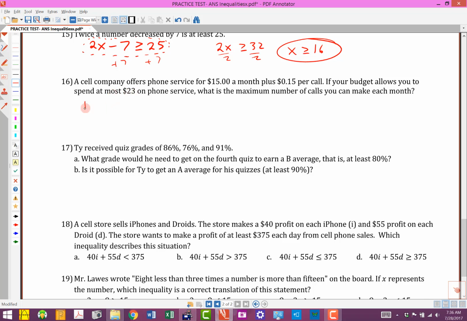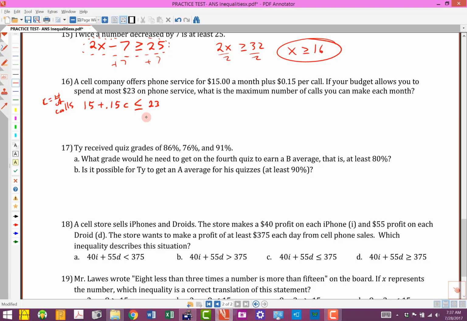Okay, so we're going to pay $15 just to have the phone. Then we're going to pay 15 cents per call. So I'm going to use a C for call. And over here I'm going to write C equals number of calls. And we can spend $23 a month. So we're comparing our phone bill that's structured like this to the $23 that we have budgeted for this. Now we can spend the $23, but we can't spend more than $23. So we've got to spend less than $23, or it could actually equal $23.